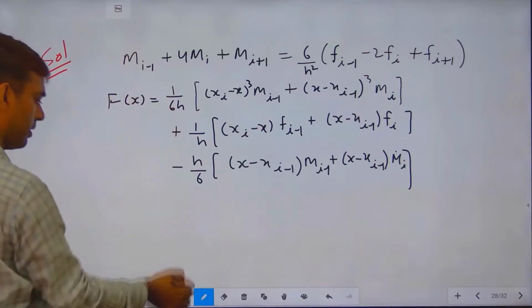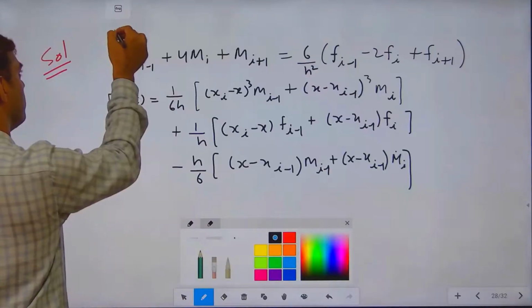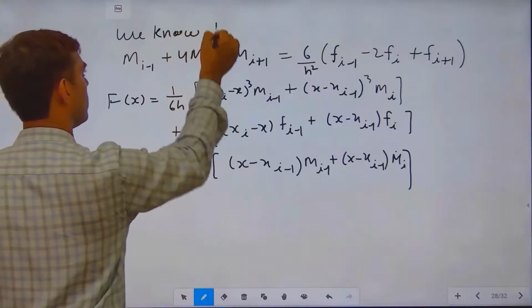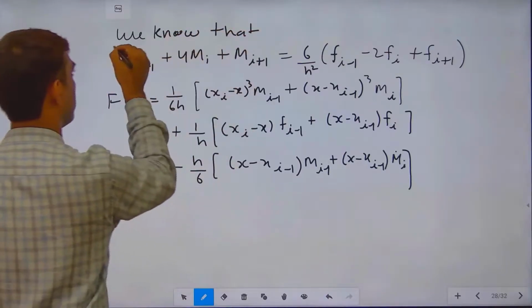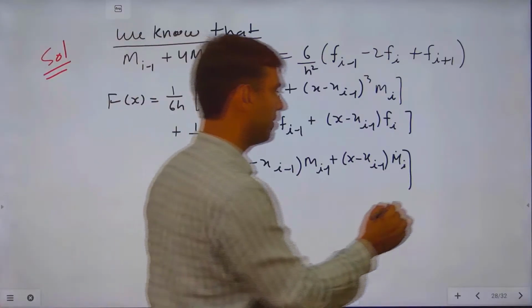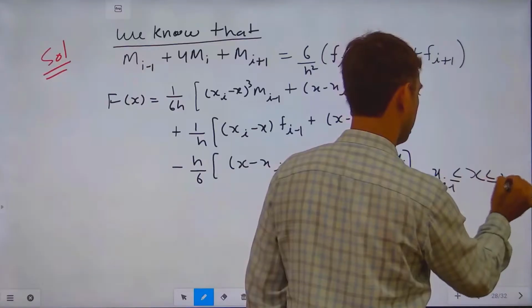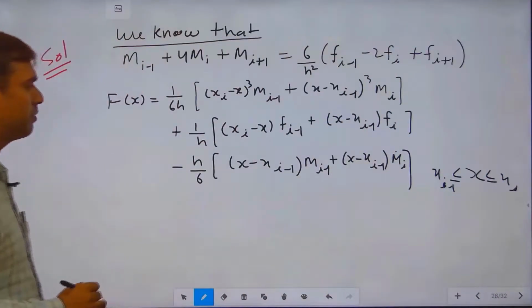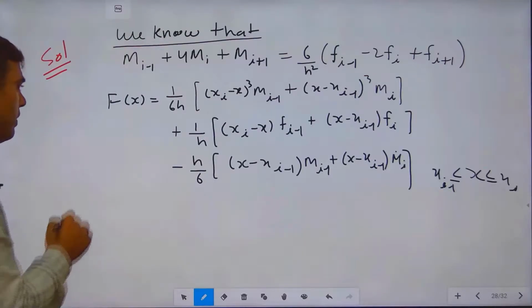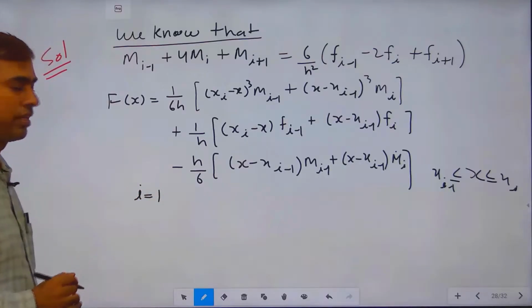Here we know, as we already derived in the previous lecture, this is a relation between the different m's, and this is the function for x ranging from x(i-1) to xi. For simplicity, first we write the polynomial for x0 to x1. So here we put i equal to 1. Then what is f(x)?